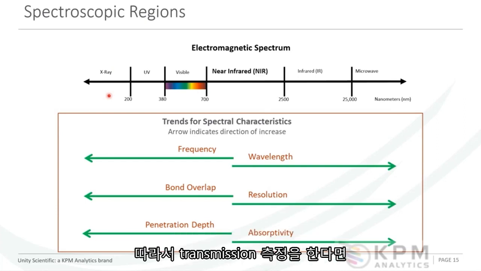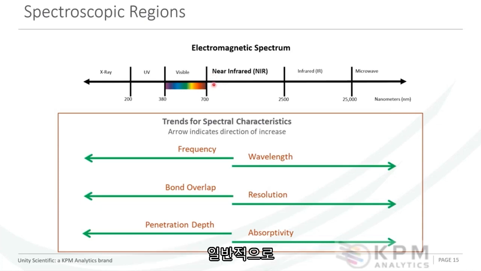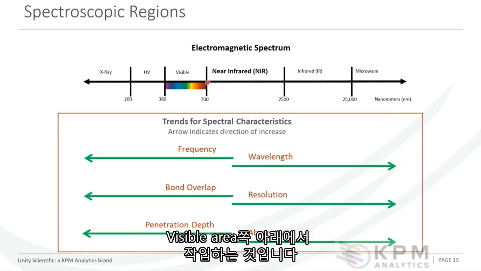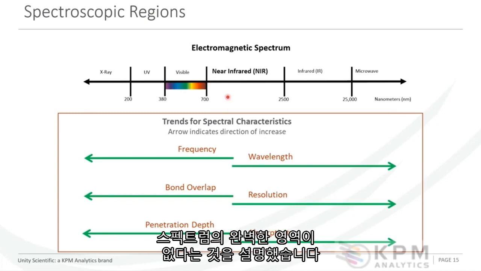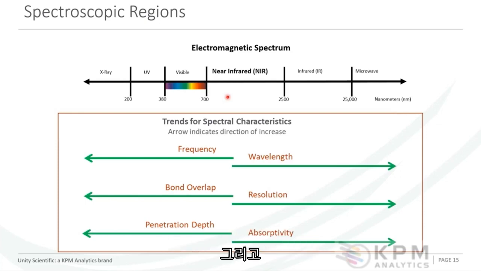So if we are doing a transmission measurement, for example, if you're doing whole grain analysis, generally you're working down towards the visible region because it's got higher energy and higher penetration depth. So this slide just describes how there's no perfect region of the spectrum, and each area is a compromise between some advantages and disadvantages.